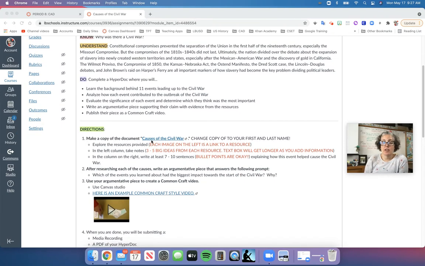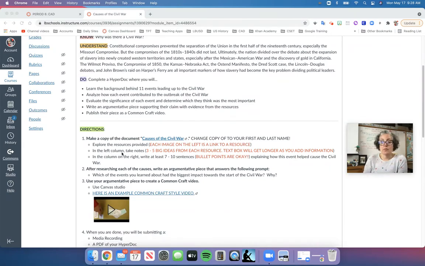You're going to make a copy of the document. We'll do that in a second together. You're going to explore the resources that I've given you, so you're not doing any outside research. You're using what I've already given you. So there are images on the left-hand side. Again, we'll look at this in a moment. That's a link to a different resource. All videos, a couple of readings, okay?